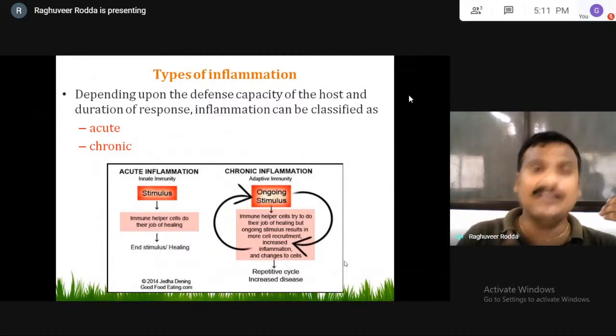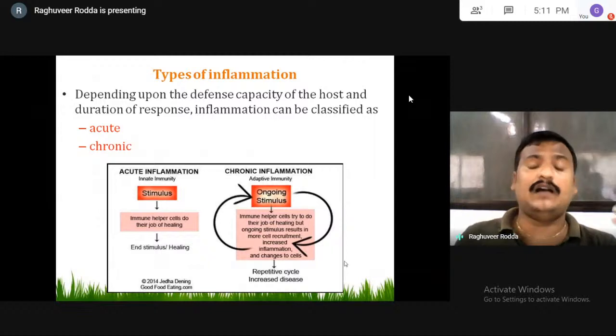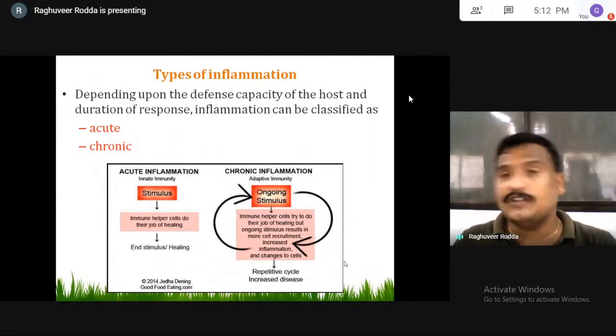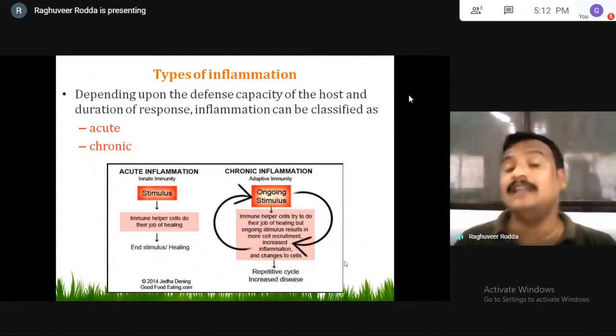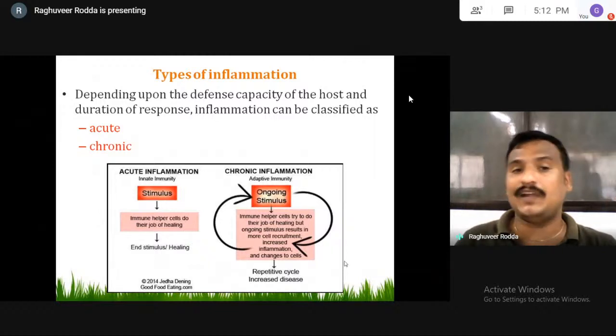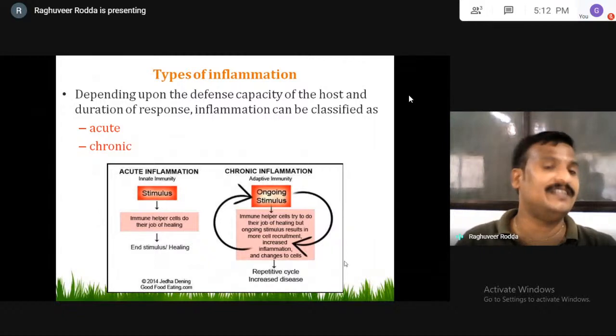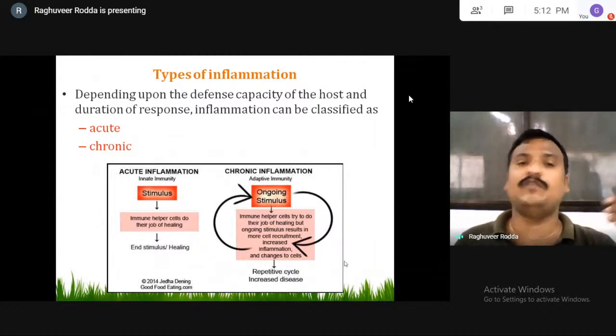Based upon the type, and upon the capacity of the host cell to defend against the injurious agent, against the ongoing conditions or the stimulus, and to what extent that inflammation is encountered by the host cell, there are 2 types of inflammatory condition: acute or innate inflammatory response, and chronic inflammatory condition.